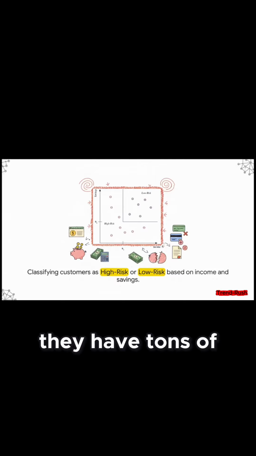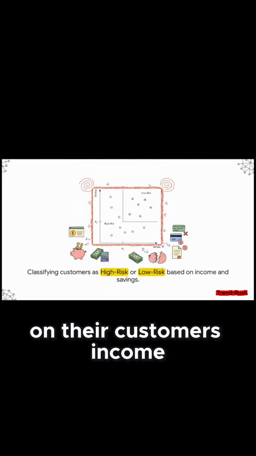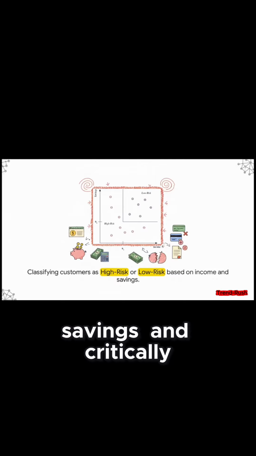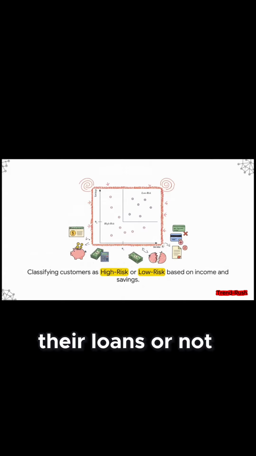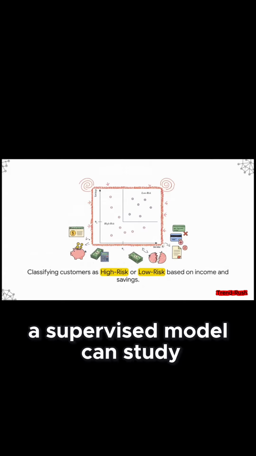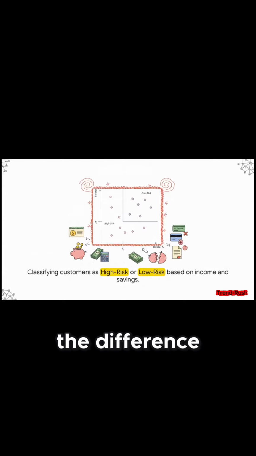Imagine a bank. They have tons of historical data on their customers: income, savings, and, critically, whether they paid back their loans or not. That's the label. A supervised model can study all that past data to learn the difference between a high-risk applicant and a low-risk one.